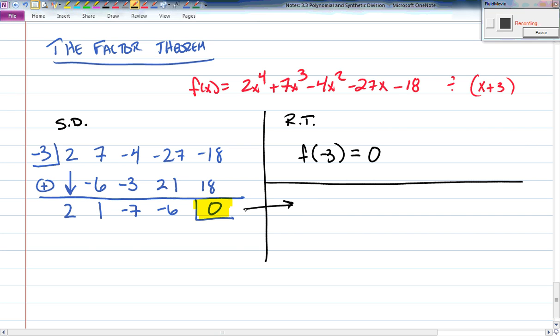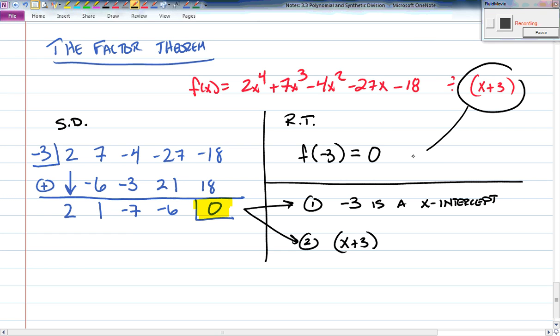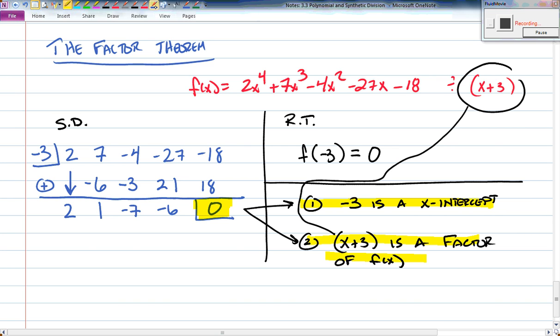Number one, it tells me that negative 3 is an x-intercept. How can that be? And the second thing it tells me is that x plus 3, the original thing that I started with, is a factor of f of x. So that means it can actually be factored out. These two things make up what's known as the factor theorem.